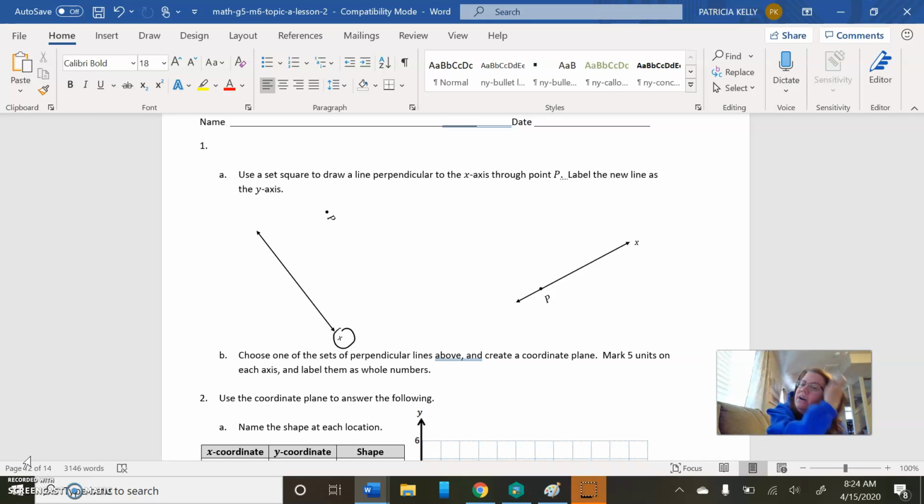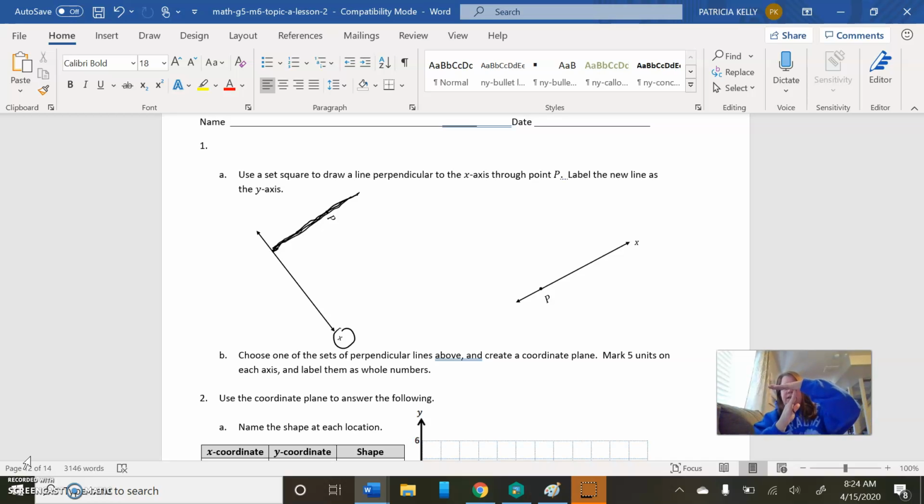So we're not actually drawing a square. What it means by using a set square is use a piece of paper to draw a line to make a square corner, and you're going through point P. You cannot draw perfectly on the computer. You have a line that's going through here, and it should connect to your x-axis and be perpendicular.